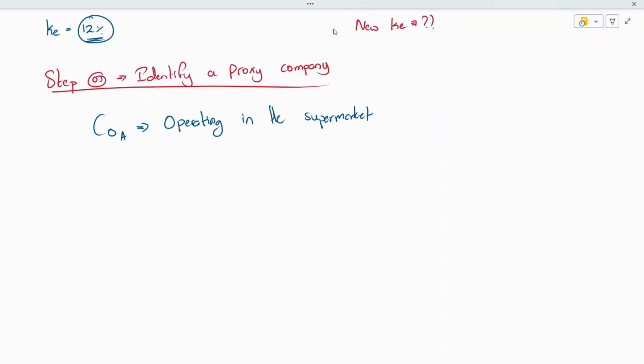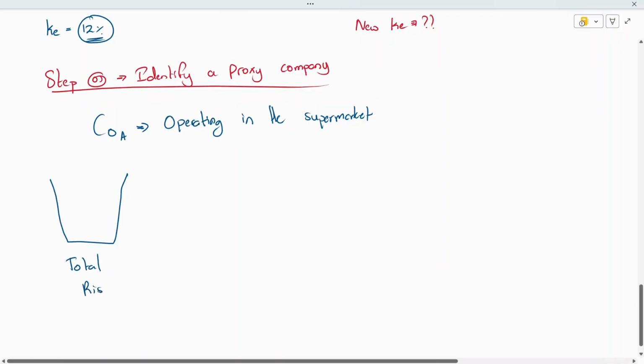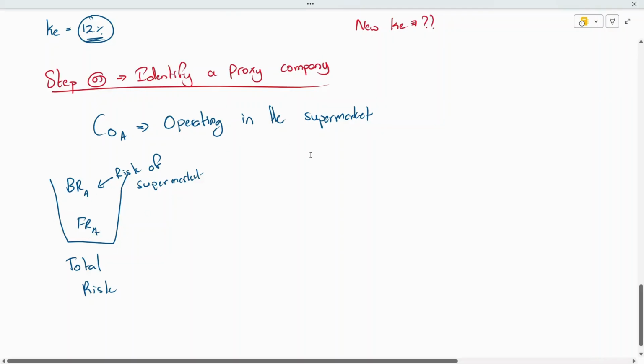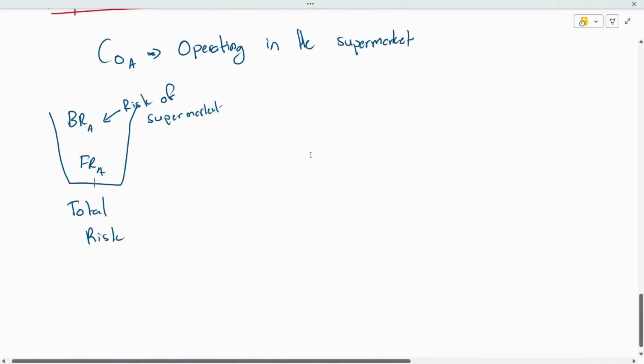If we look at the total risk of company A, you will have company A's business risk. Company A's business risk is the risk of what? The supermarket industry. And you will have company A's financial risk, the risk of company A's capital structure. This is the total risk of company A, the total risk of the proxy company.